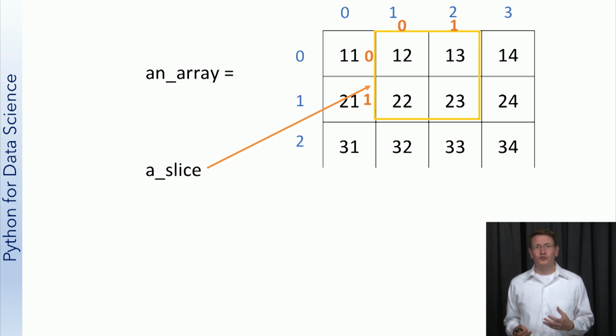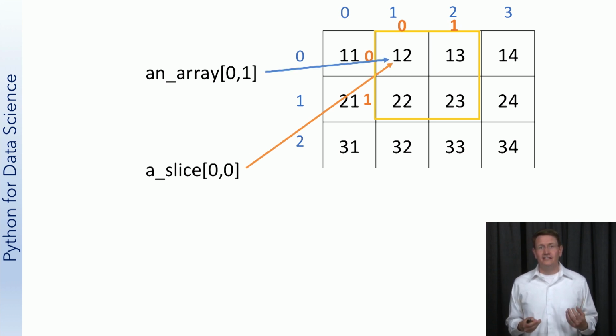This becomes clear when we try to access an element in a slice. If I ask for slice 0, 0, that's the element with the value 12. It's the same element as 0, 1 in an array. This might seem a bit confusing, that you'd access the slice based on its own 2x2 indices, but that's actually exactly what you want. You want to be able to treat a slice as a 2x2 matrix without any worries about where in some larger data structure those elements might be.